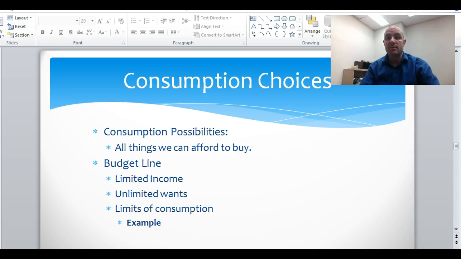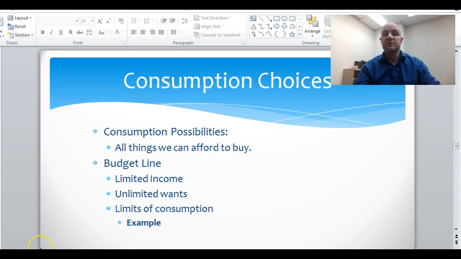Going all the way back to when we first discussed economics, we said that one of the biggest issues with economics, and why it's around, is because people have unlimited wants, but they have scarce resources. They have scarce time, but especially scarce money. So let's start out by looking at consumer choices.